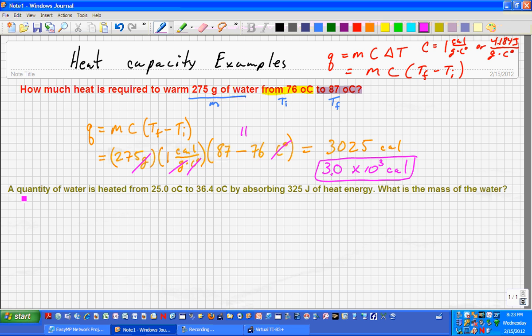Let's go ahead and try another one. We've got a quantity of water that's heated from 25 degrees Celsius to 36.4 degrees Celsius. That's 25.0 and 36.4 degrees Celsius. By absorbing 325 joules of heat, what is the mass of water? Again, I'm starting with my equation of Q is equal to MC delta T. That delta T is going to be T final minus T initial.